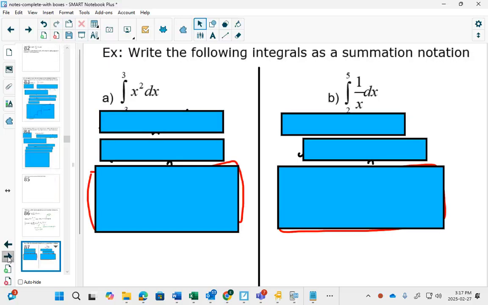So now, we write each of these as sums. You did this on the papers, but now we're doing it in our notes. So this, and minus 3. Do you see that your change in x, when you go from minus 3 to 3, is going to be 6 over n?